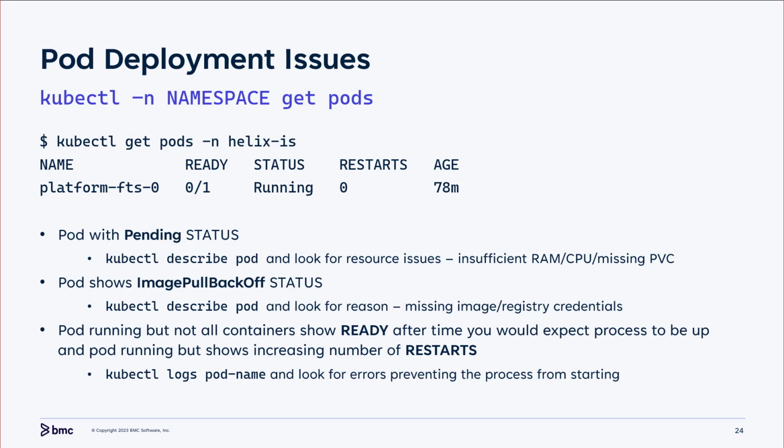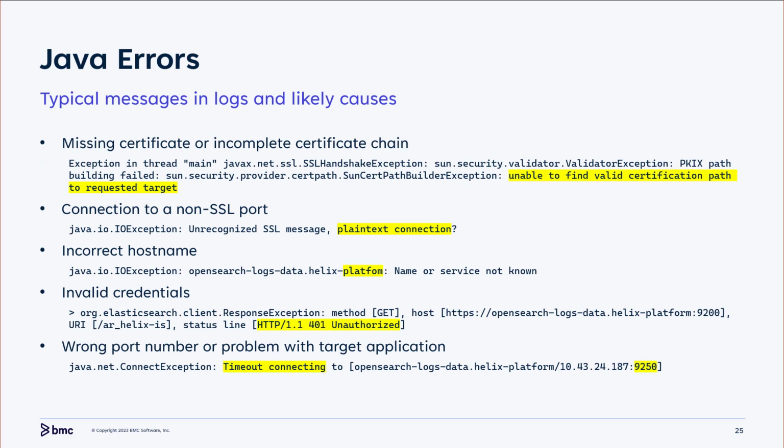So then you can use things like kubectl logs to have a look at the standard output of the application that's running in the container. And that might give you some clues as to what's going wrong. So if the application is a Java application, for example, these are the types of errors that you will see that are related to SSL.